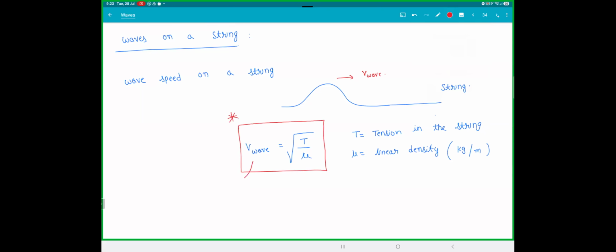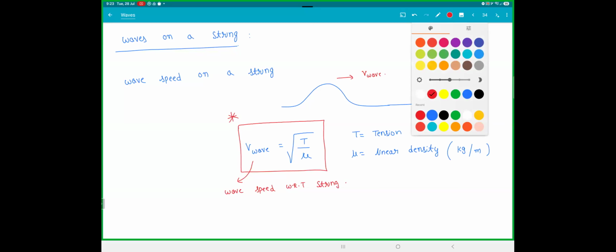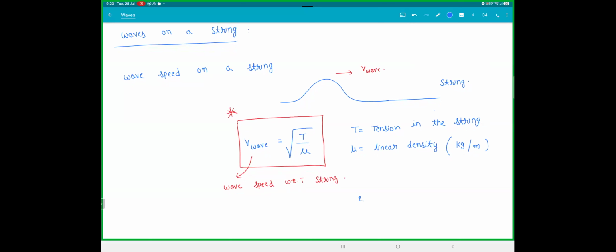But be careful. This wave speed is with respect to the string, not with respect to the ground. This is the wave speed with respect to string. Example, let's say we have a truck. The truck is going with 20 meter per second. Inside the truck, we have a wave pulse. The wave is going with 2 meters per second. So then the wave speed in the ground frame is actually 22.